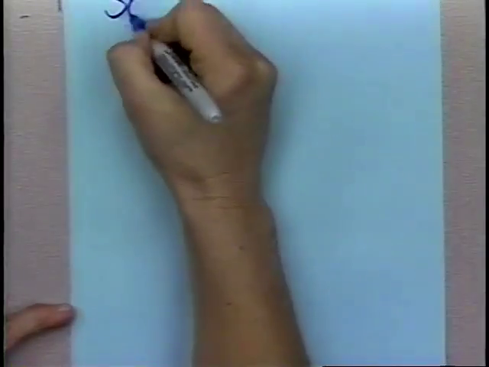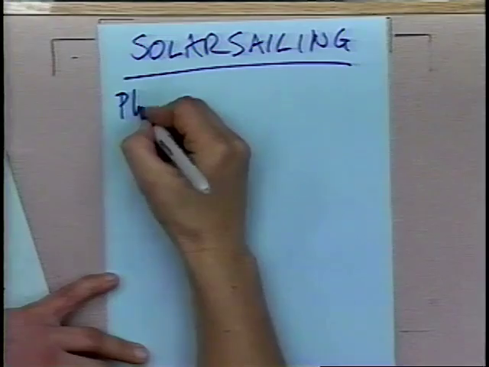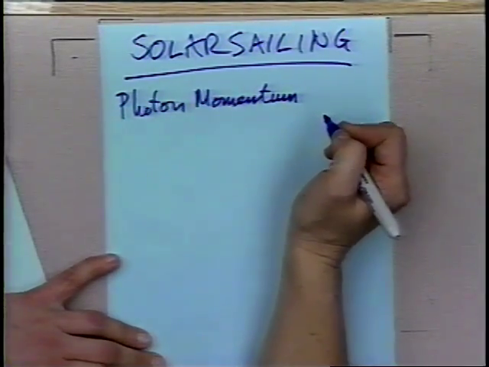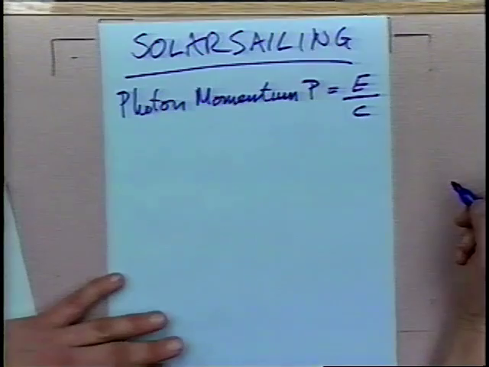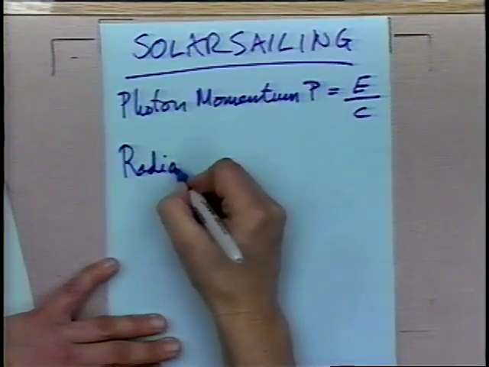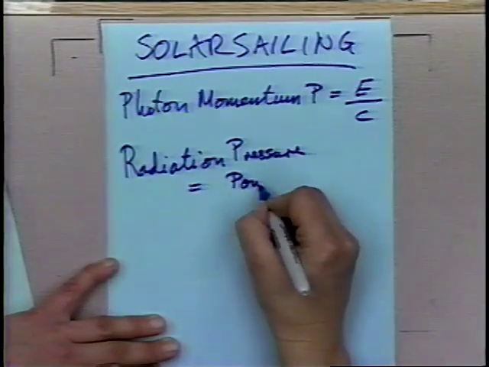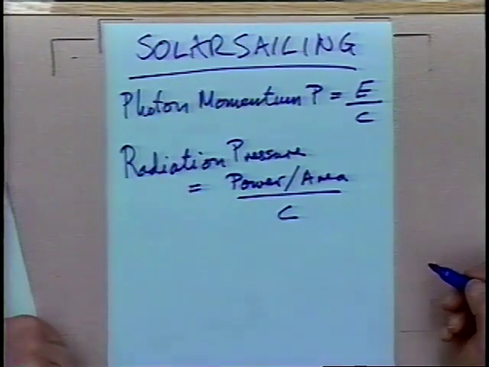Let's look at this quantitatively. I'm going to go through this calculation for solar sailing to give you some idea of the quantities we're talking about. A photon has momentum. It doesn't have mass, but it does have momentum, and its momentum is equal to its energy divided by c, the speed of light. The radiation pressure is equal to the power per unit area divided by c.